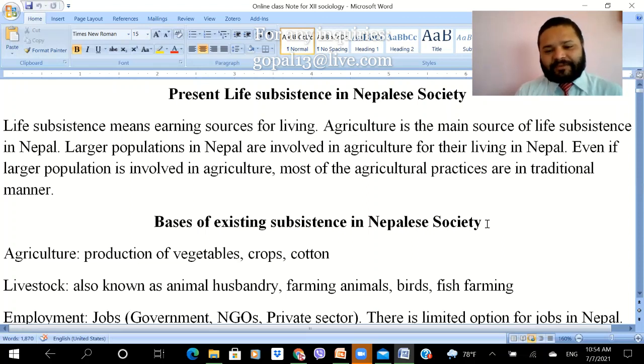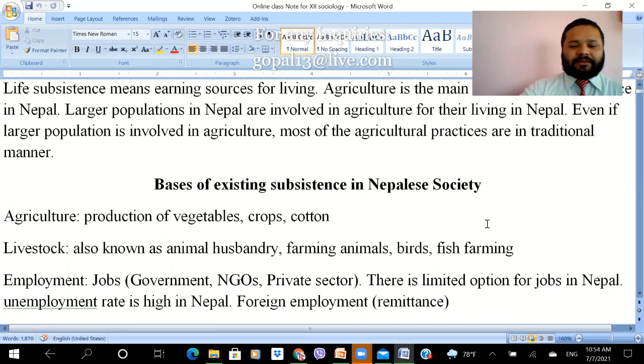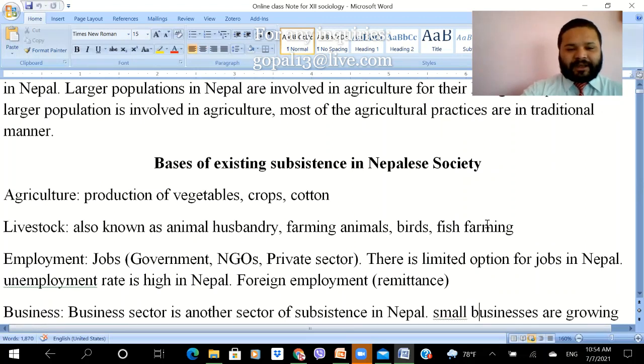And then bird and fish farming. There are many practices related to the production of animals, birds, fish and all. And then employment. This is also another contributing factor for Nepalese living. That is all about jobs, whether in government, NGOs, the private sector, or wherever it is.